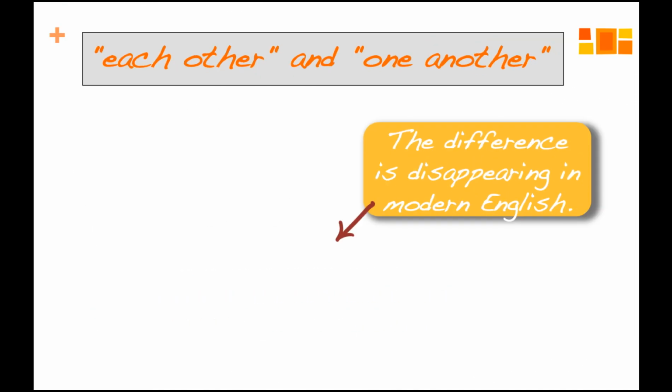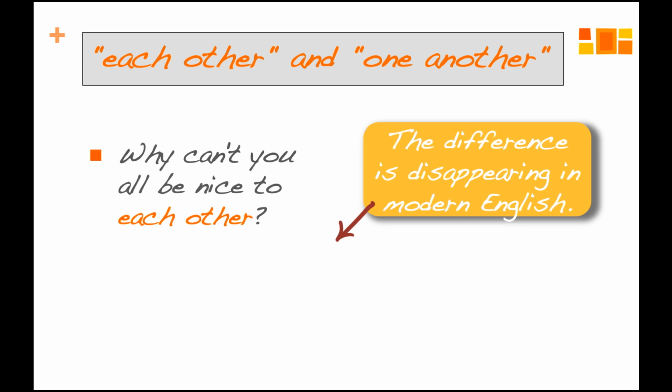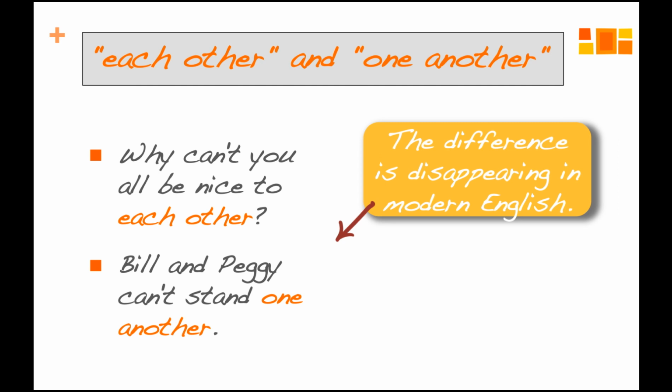And the difference between each other and one another is actually disappearing in modern English. In other words, it doesn't exist anymore. Or let's say it almost doesn't exist anymore. You can use those two interchangeably. You can say, why can't you all be nice to each other? Obviously, there's more than two people involved here. Why can't you two be nice to each other and why can't you all be nice to each other are perfectly all right. Bill and Peggy can't stand one another is perfectly okay English.